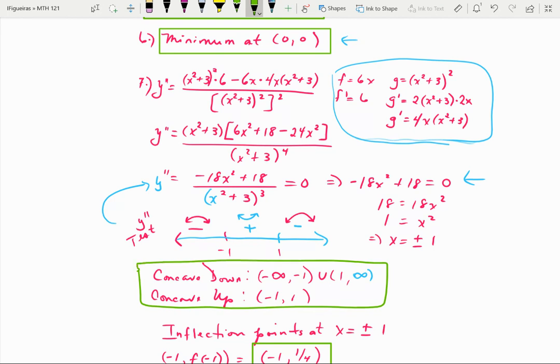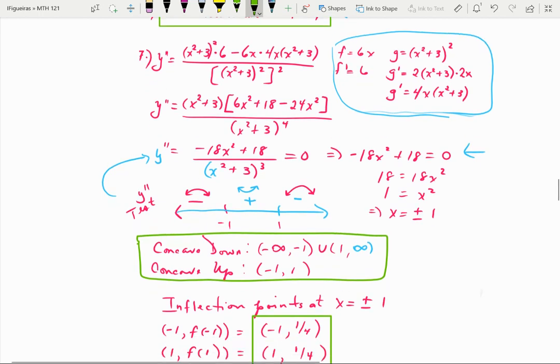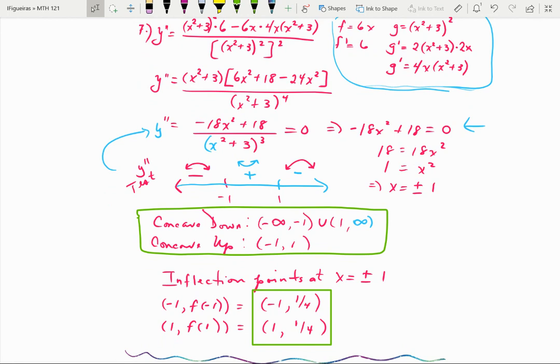All right, but that also means that negative 1 and 1 are inflection points because there is a change in sign from negative to positive in terms of concavity, and then positive to negative. So if you plug in negative 1 into your original function, you have an inflection point at negative 1/4. Plug in 1, you have an inflection point at 1 and 1/4.